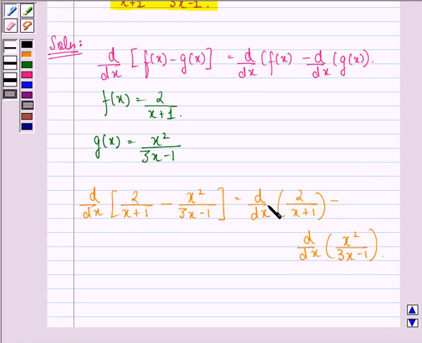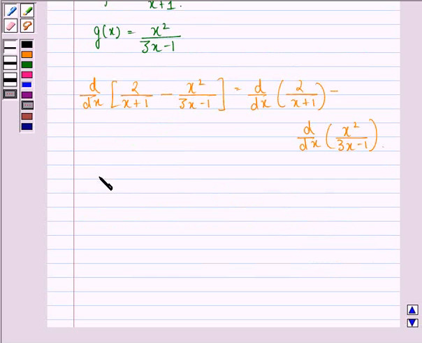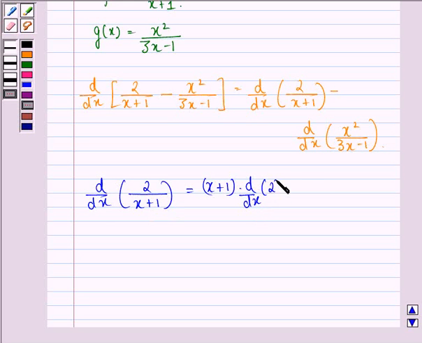So now we find derivative with respect to x of this function, then we find the derivative with respect to x of this function, then we subtract. So let us find first of all d by dx of 2 by x plus 1. Now applying the quotient rule, we will have d by dx of 2 upon x plus 1 is equal to first of all the denominator function, that is x plus 1, into d by dx of the numerator function, that is 2, minus 2 into d by dx of the denominator function, that is x plus 1, divided by square of denominator.